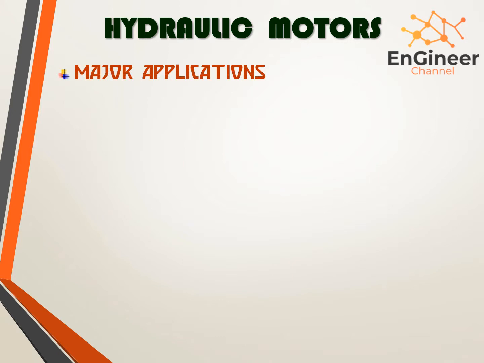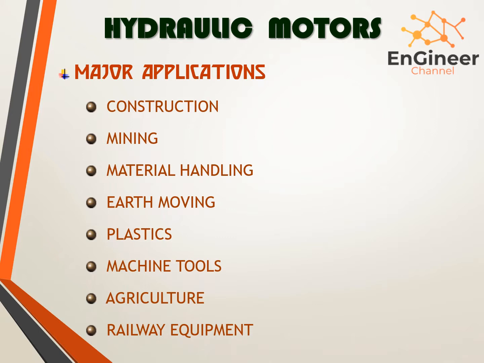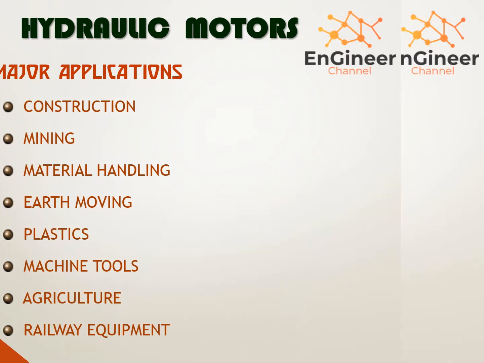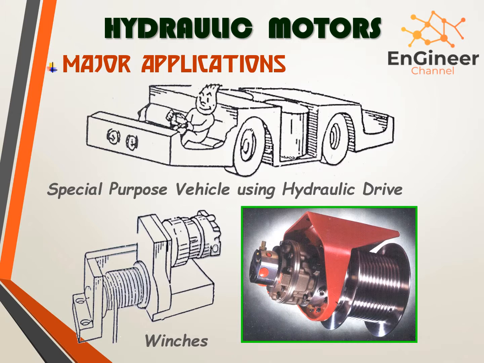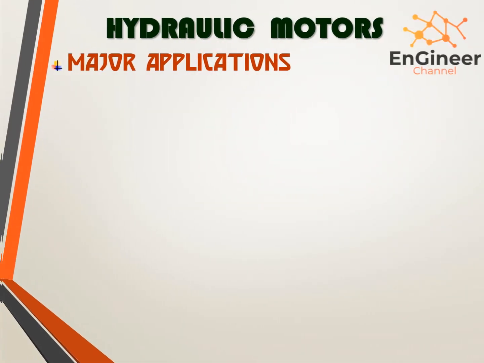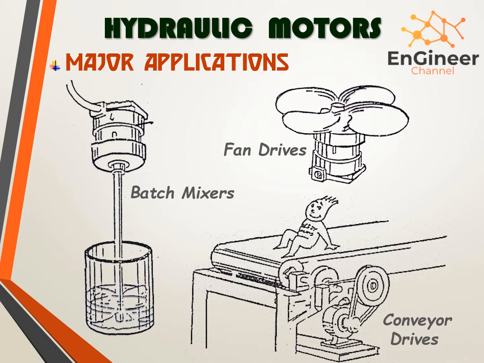Now let's see the major applications of hydraulic motors. We have construction, mining, material handling, earth moving, plastics, machine tools, agriculture, and railway equipment. This is a special purpose vehicle using hydraulic drive and winches, like you see in the pictures. These are batch mixers, fan drives, and conveyor drives.